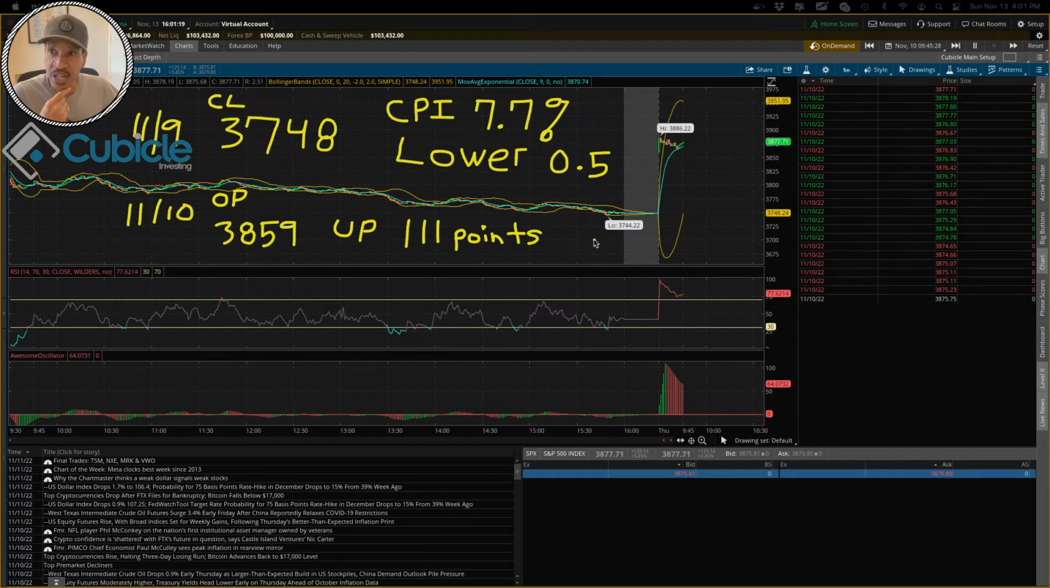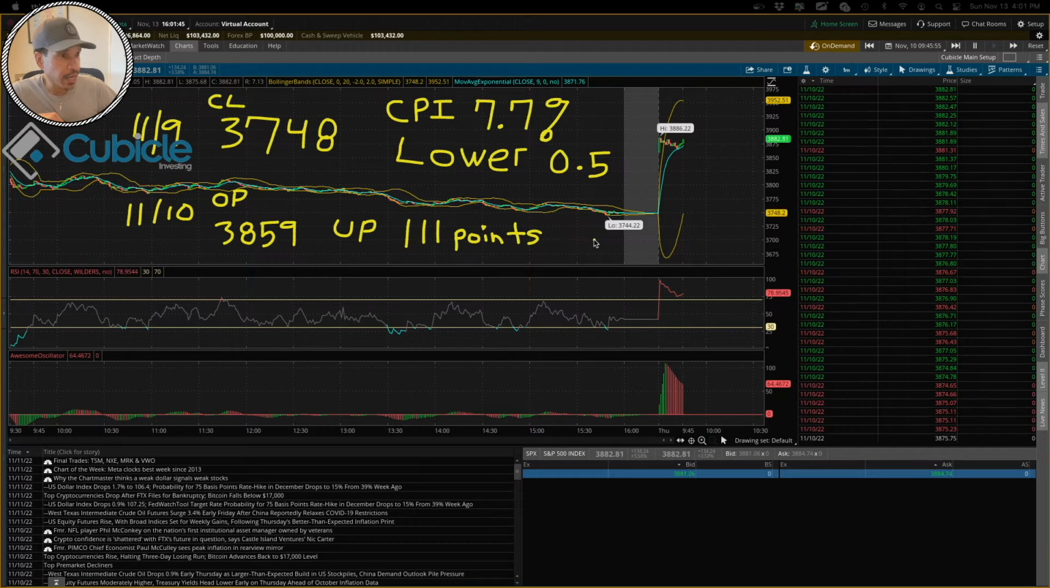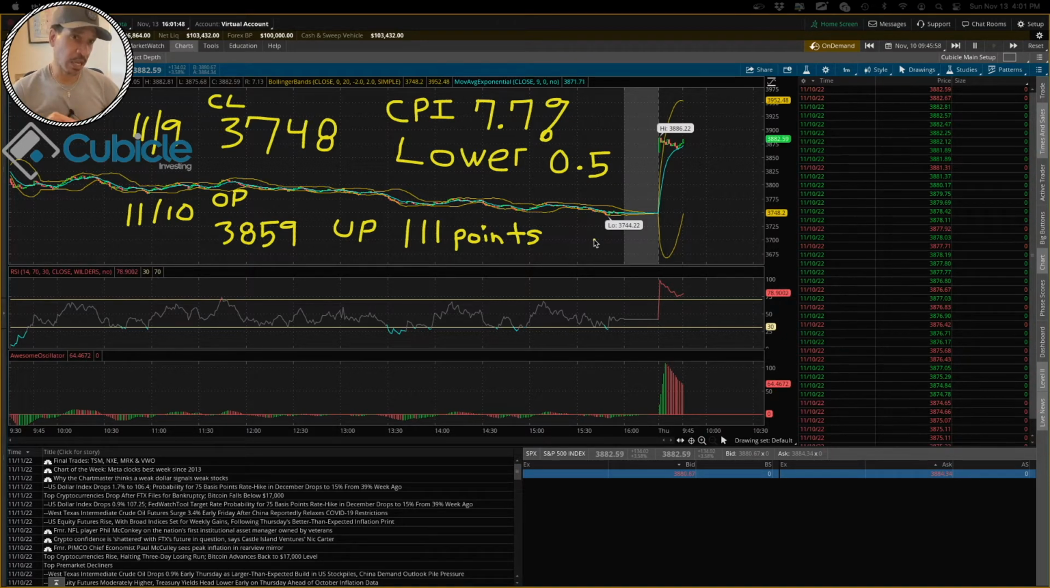All right, so today is November the 13th, Sunday. The market is actually closed. However, what you see on the screen is the trading platform Thinkorswim. Thinkorswim has a feature called On Demand, which allows you to go back in time to look at trading sessions that have already taken place. So I'm looking at the trading session that took place on November the 10th.